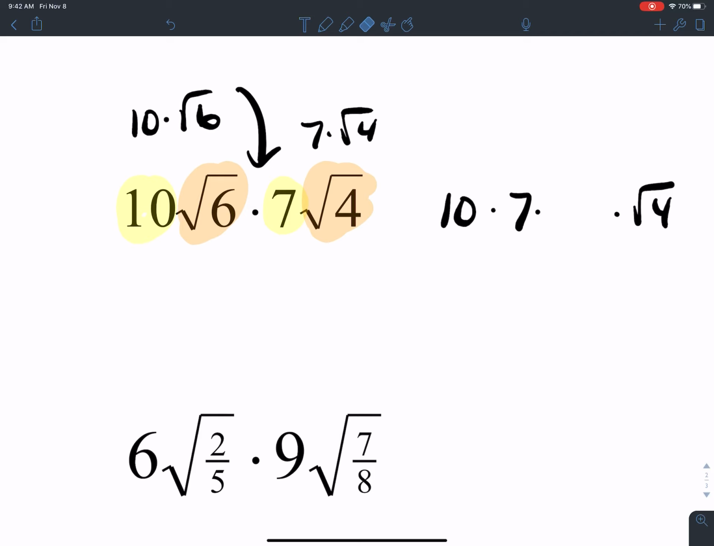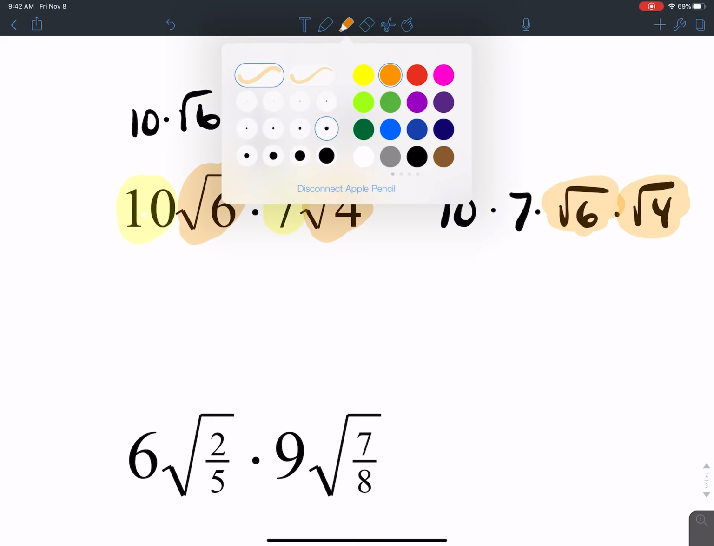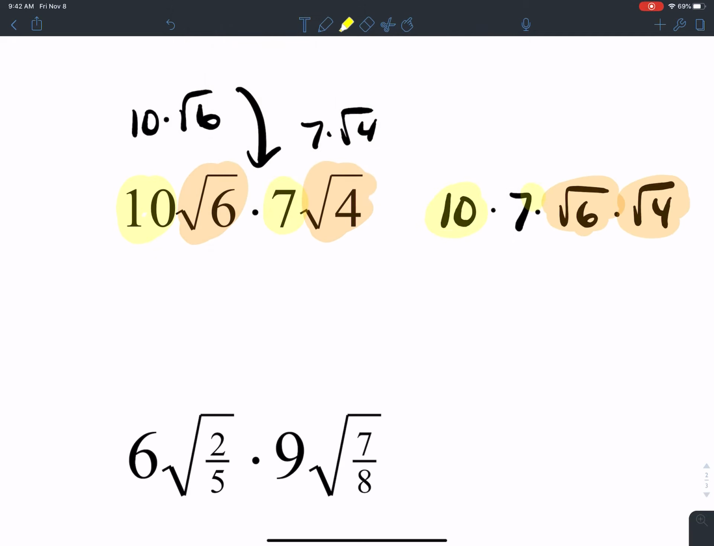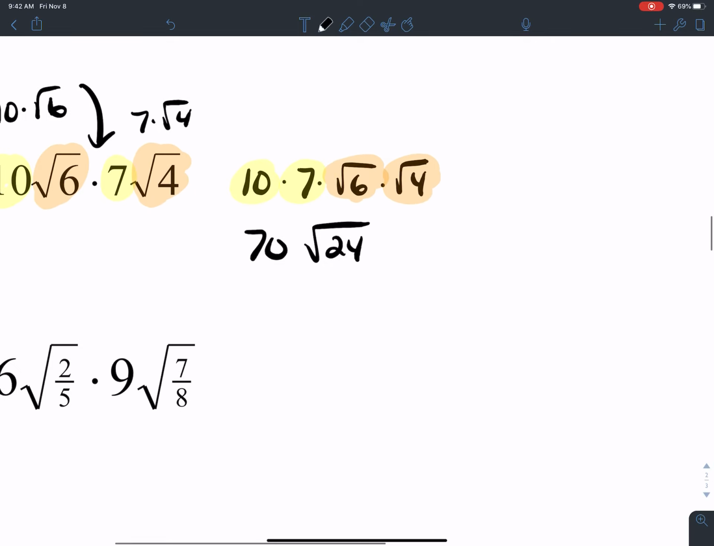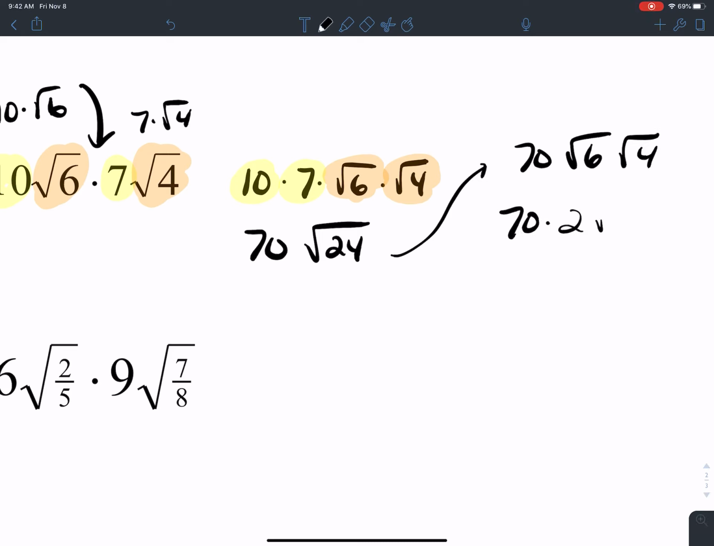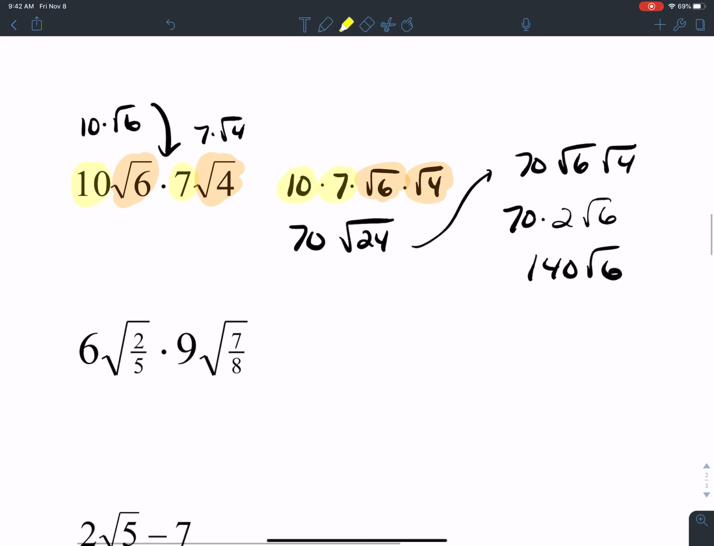So in other words, what we're getting at here is if you have a product with a bunch of square roots and regular coefficients, we can simply multiply the numbers together and then multiply the radicals together, and then we could simplify, right? So root 24 could be root 6 and root 4. So we got 70 times 2 times root 6. So the same thing would happen with this one below, right? So I'll leave that to you.